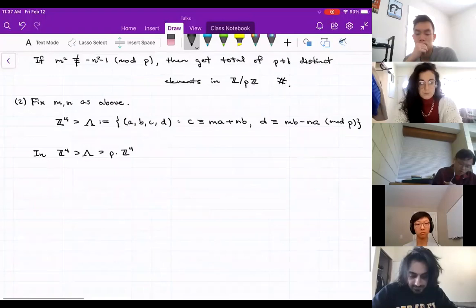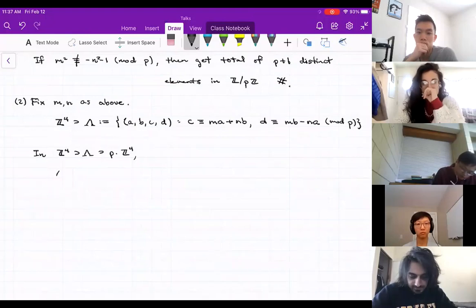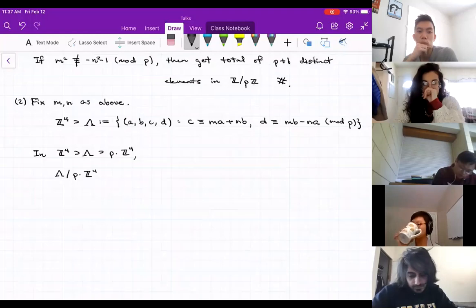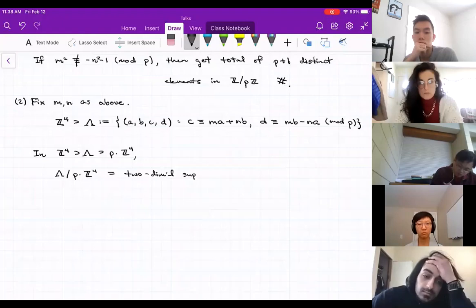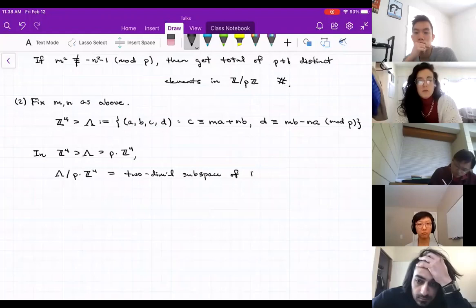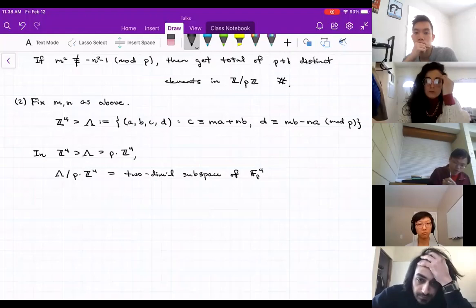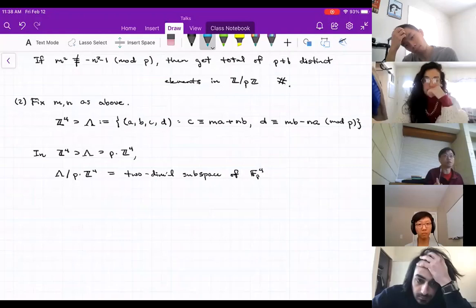Okay, so furthermore, lambda mod P times Z^4 is a two-dimensional subspace of F_p^4. And the reason for this is that if you vary A and B, that determines C and D uniquely up to multiples of P.